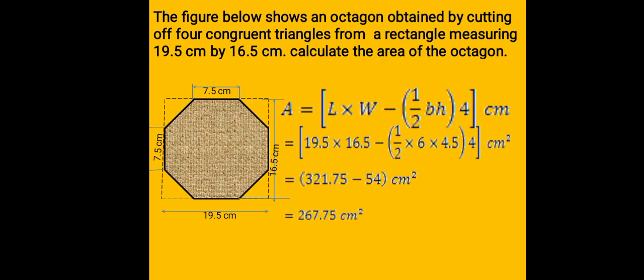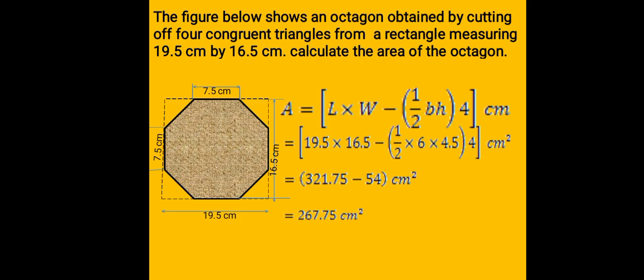The figure below shows an octagon obtained by cutting off 4 congruent triangles from a rectangle measuring 9.5 centimeter by 16.5 centimeter. Calculate the area of the octagon. Now, the area of the octagon, we shall take it by having length times width of the original rectangle less the area of the triangles that have been cut off the rectangle. There are 4, so we shall take half base height times 4.